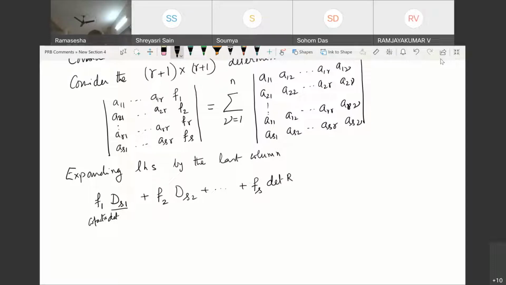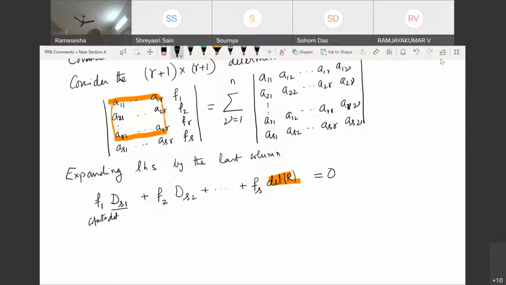Right? Because what is the cofactor of Fs? It is this determinant, and that determinant is nothing but determinant R. So the last term is determinant R, and the others are not necessarily the determinants that you know. Now this whole thing is equal to 0, right?